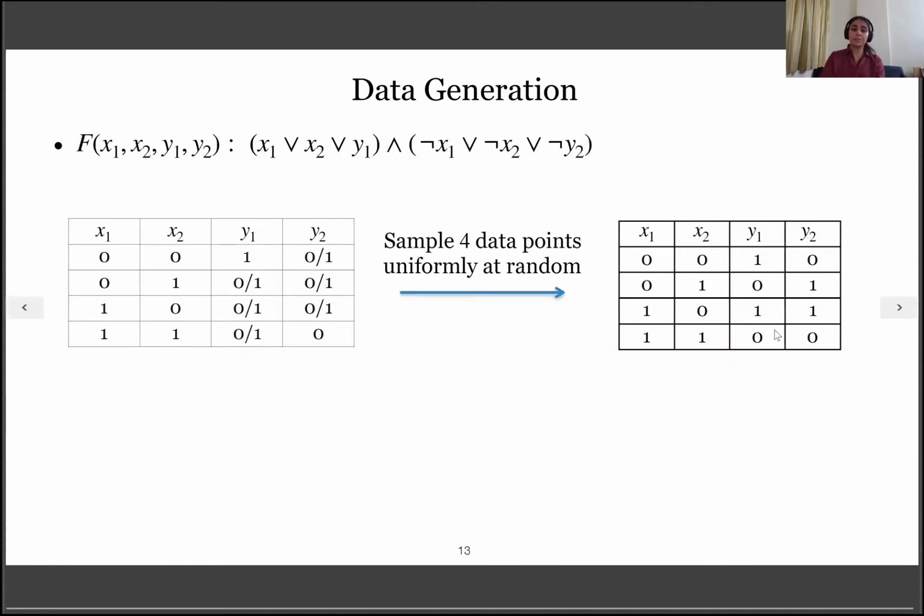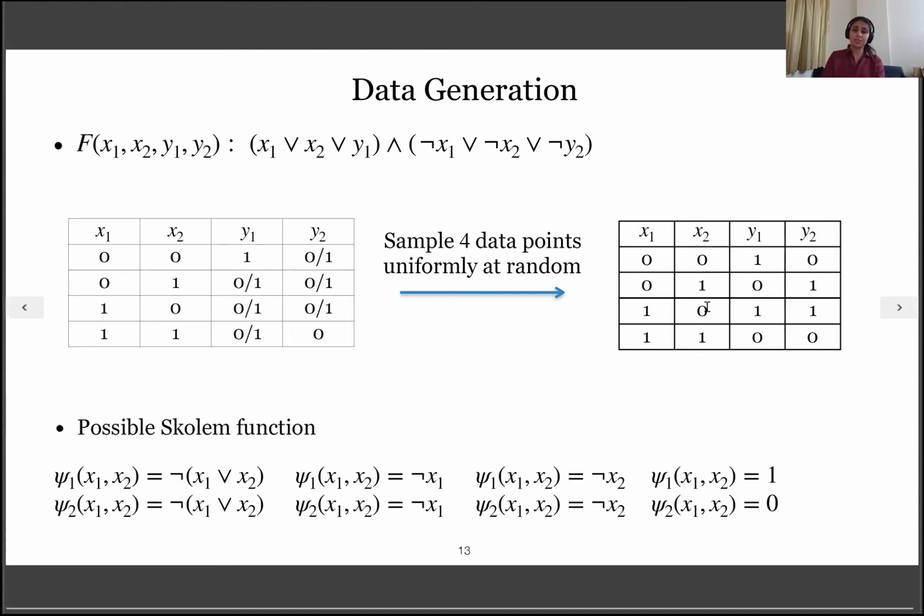So if we ask to sample 4 data points uniformly at random from this possible solution space, we may end up getting this right-hand side table as our data. And as we have already discussed, for a specification, there can exist multiple possible Skolem functions. And for this specification, there exists a constant function 1 corresponding to output variable y1 and a constant function 0 corresponding to output variable y2. With this data, it will be difficult for machine learning to learn a simpler candidate function corresponding to the output variable.